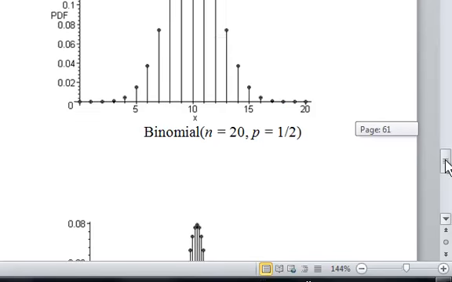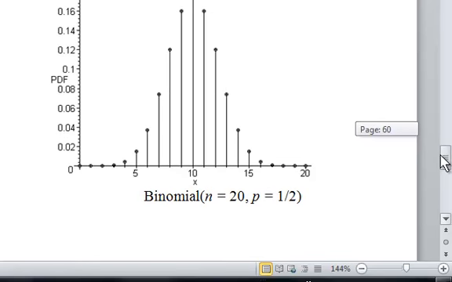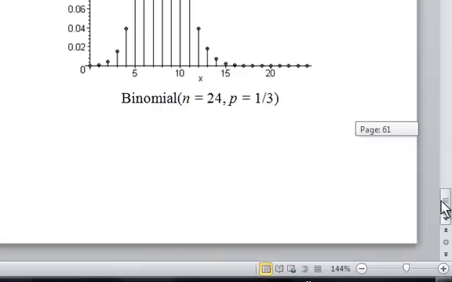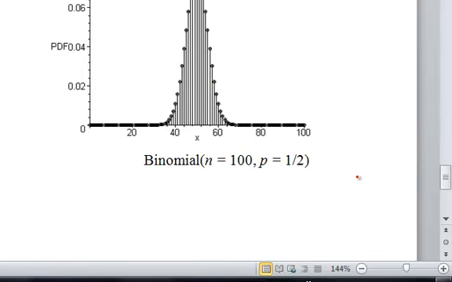Here are graphs for different n's and p's. You can see what a binomial looks like. It's, again, not surprising. Here, you do something 100 times, your probability of success is a half, so your mean should be sitting at 50. With 50 trials and probability of success a half, your mean should be sitting at 25.